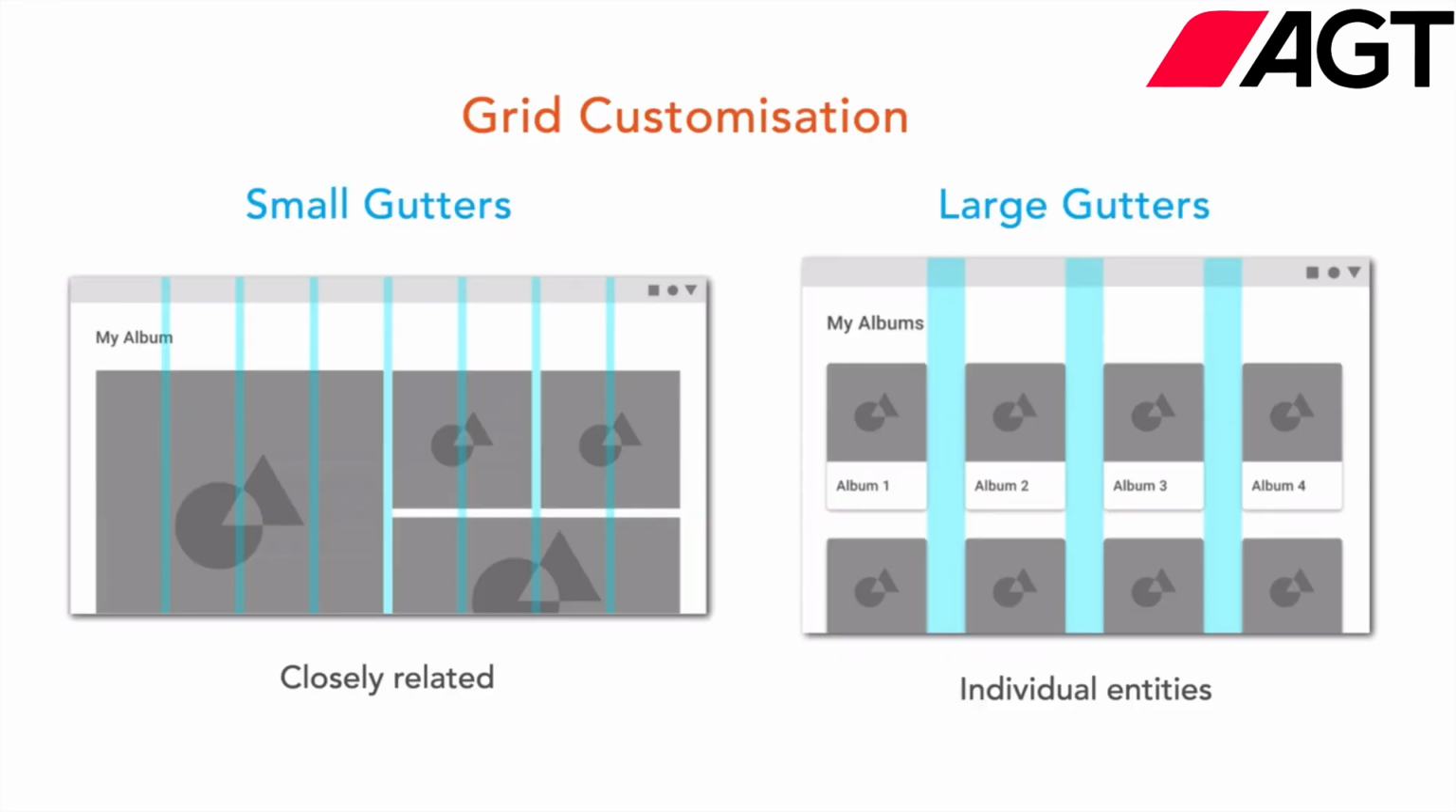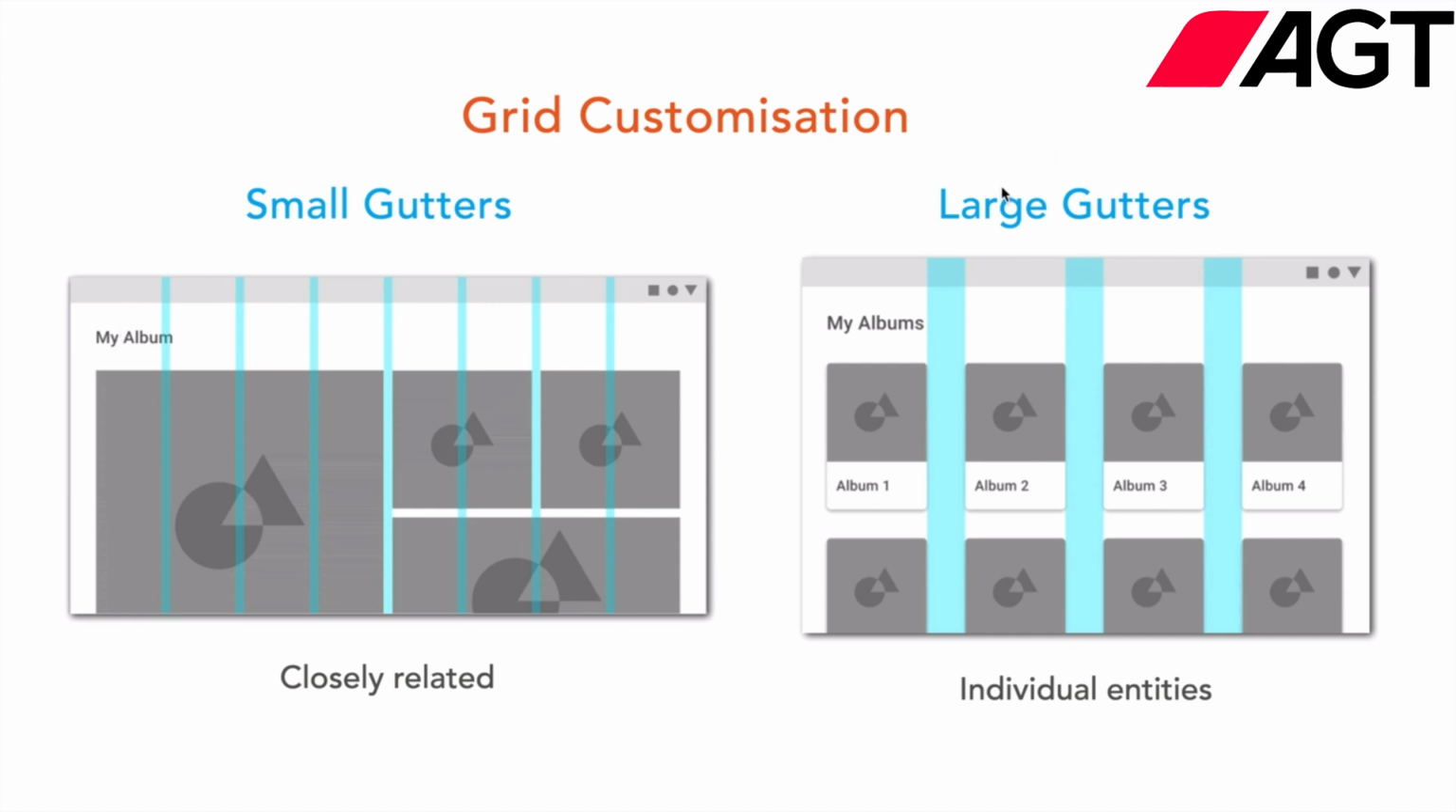And also, it is not necessary that you should always have bigger gutters or a fixed gutter for each screen size. For example, here you can customize the grid layout with a small gutter. So here, even though this is a medium size screen, the gutter is only 8 dp. This is to indicate that my album here has pictures, and all these pictures are closely related, and they all belong to one single album called my album.